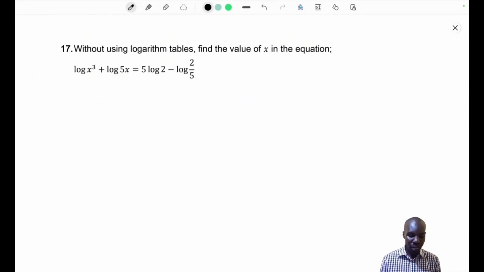Number 17. Without using logarithm tables, find the value of x in the equation. So we are given log of x to power 3 plus log of 5x equals 5 log of 2 minus log of 2 over 5.